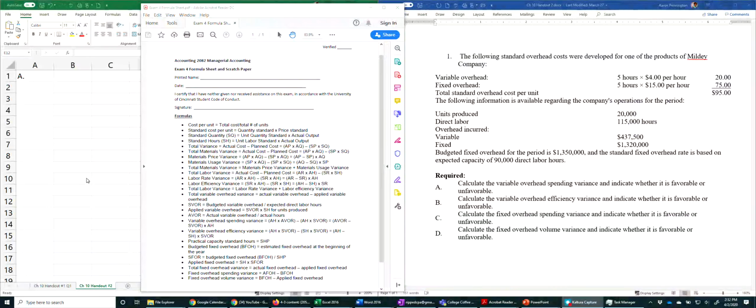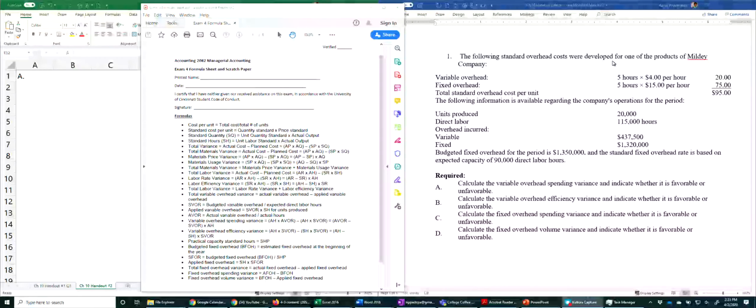Let's take a look at the handout. I posted a handout. You see it on the screen, but it's also available for you to download. This is Chapter 10, Handout 2. It gives you the following information. The following standard costs were developed for one of the products of Maldi Company. Variable overhead at standard: 5 hours per unit, $4 per hour. Fixed overhead: 5 hours, also $15 per hour.